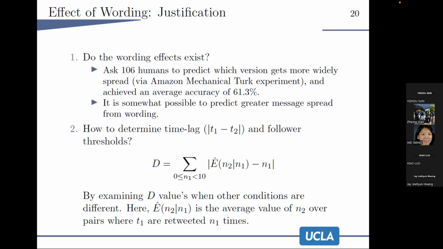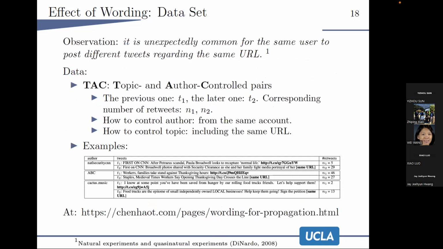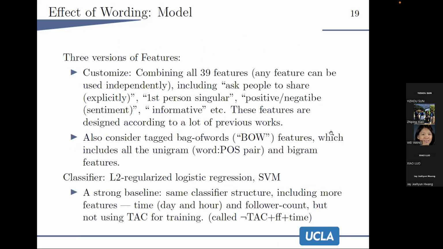And just a quick recap, the whole story of this piece of work starts from the observation that there are a lot of tweets from the same user with the same URL, but with different wording. And based on this observation, they created datasets that we call the tag pairs.